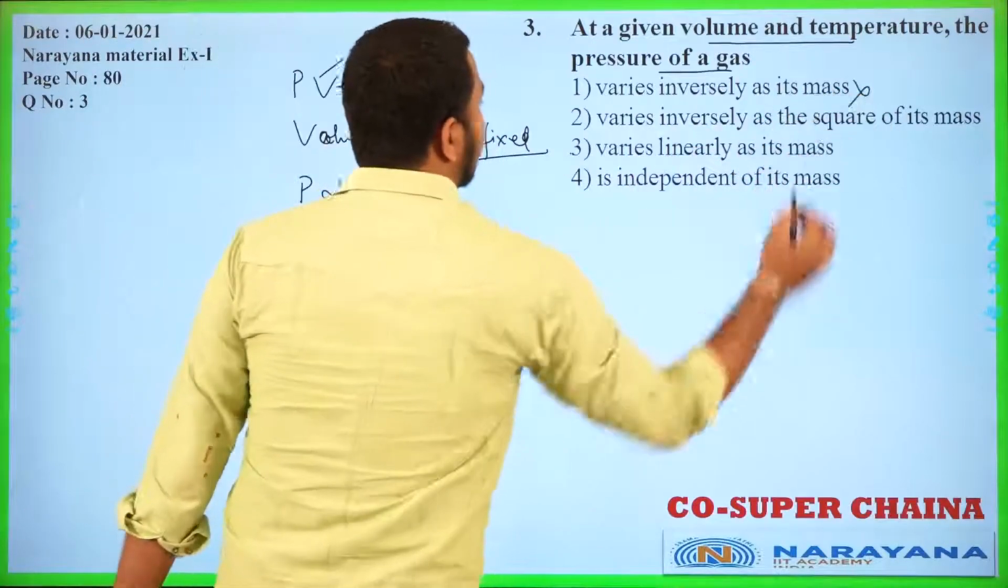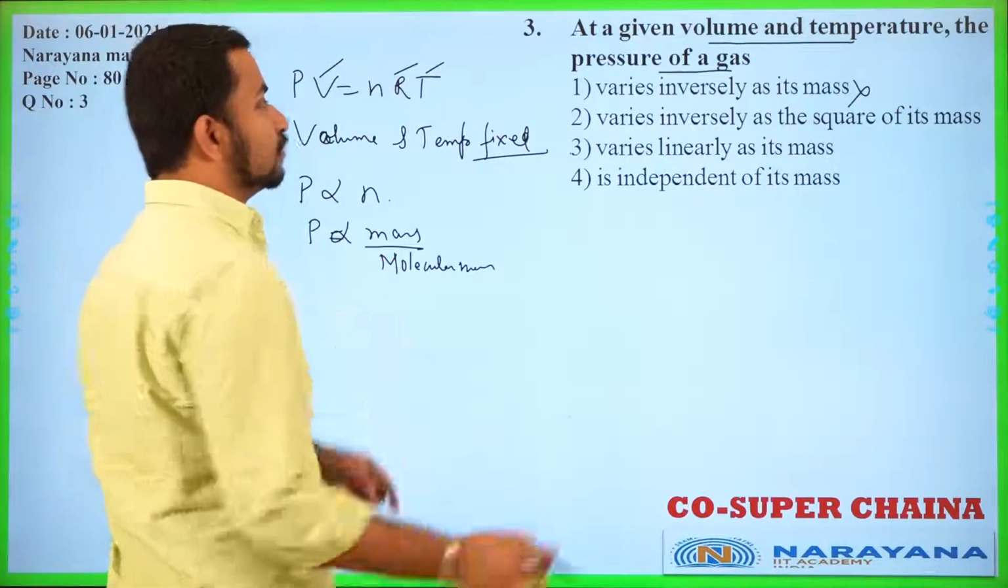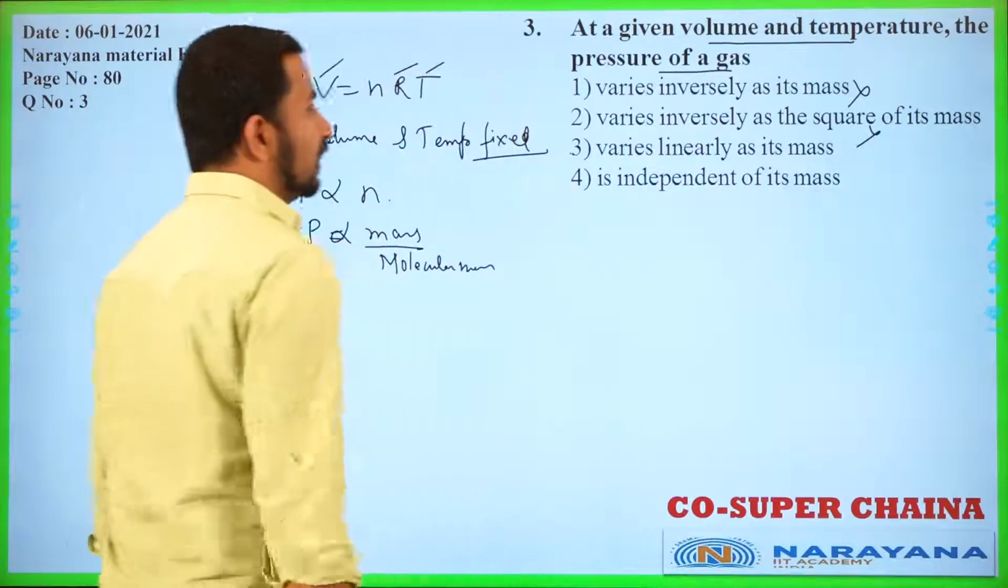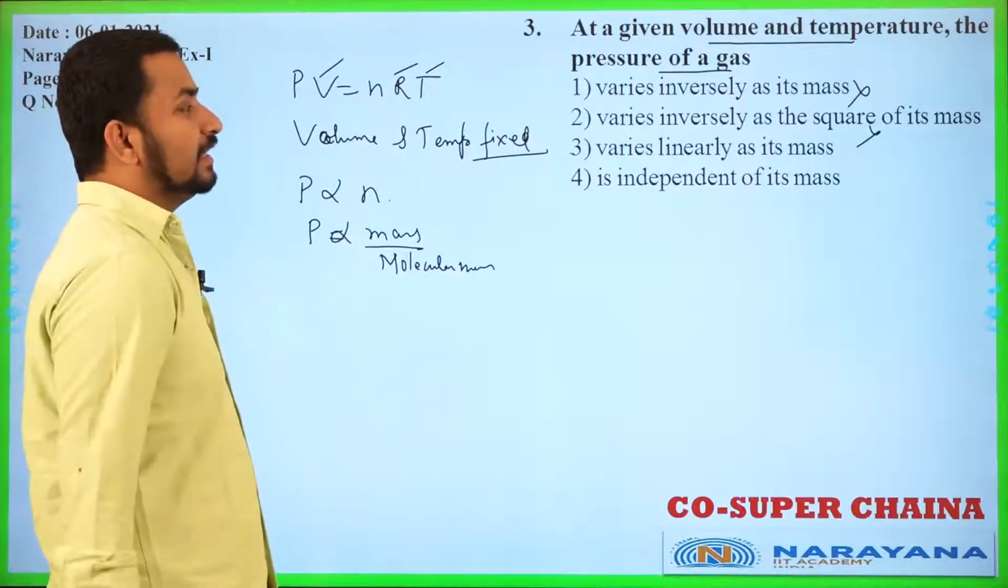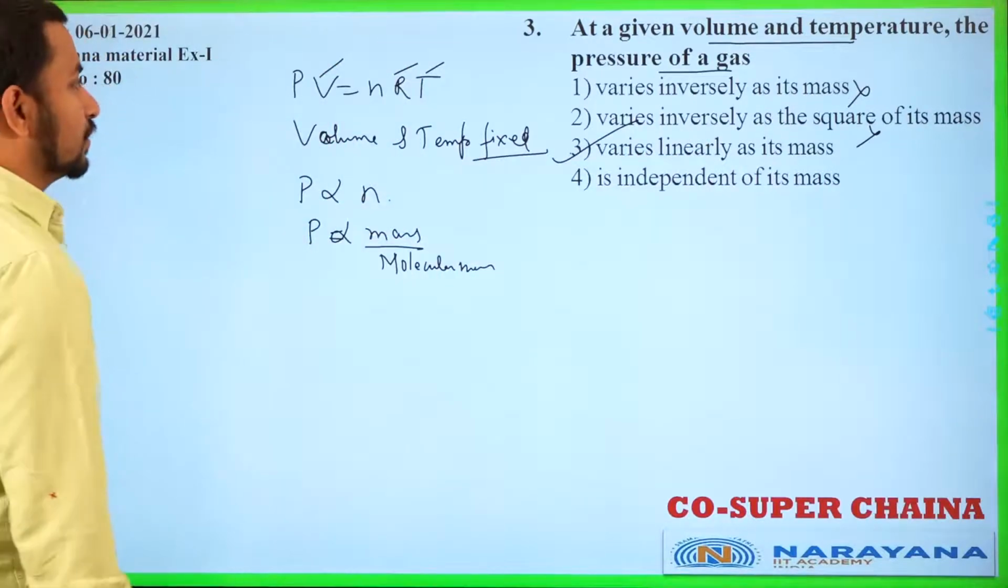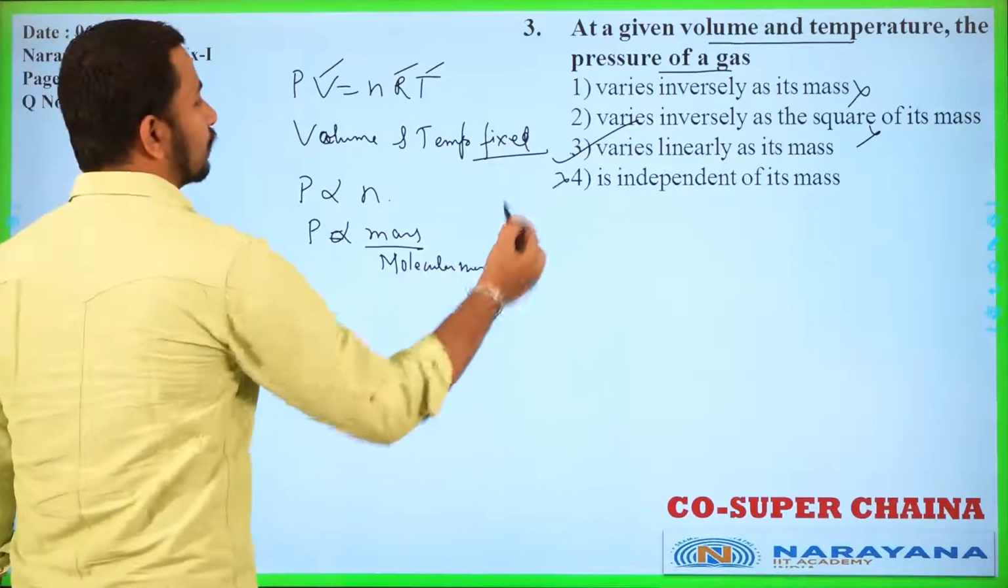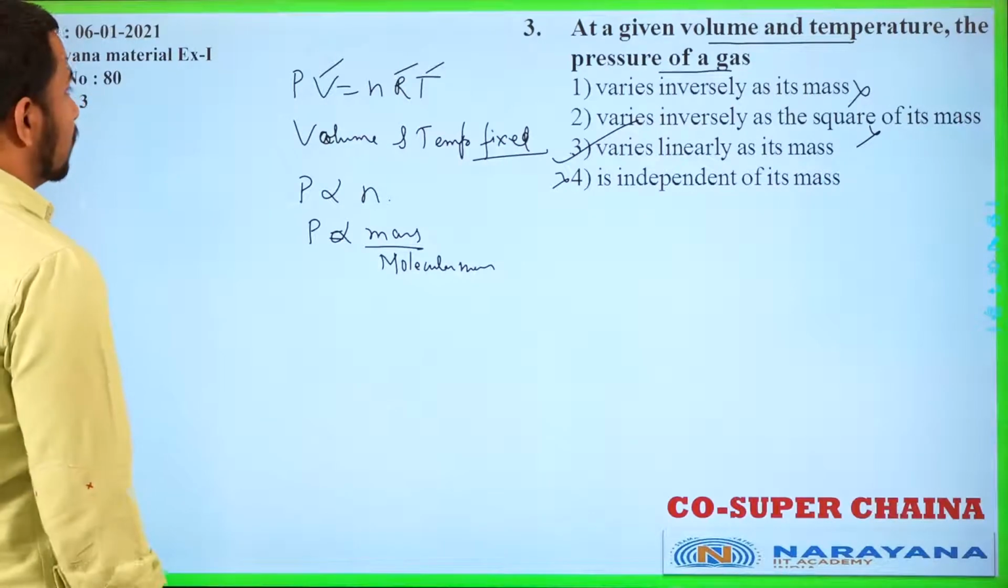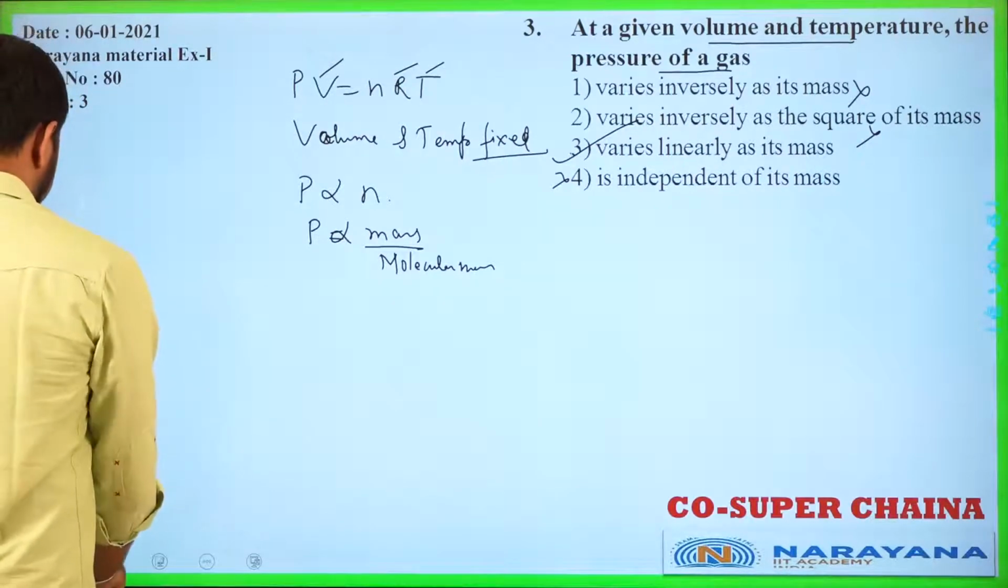So this option becomes incorrect. P inversely varies with the square of its mass: this option also becomes incorrect. P varies linearly as mass: this answer is correct, and that will be the answer of this question. Independent is also wrong, right? So let's move to the next question, students.